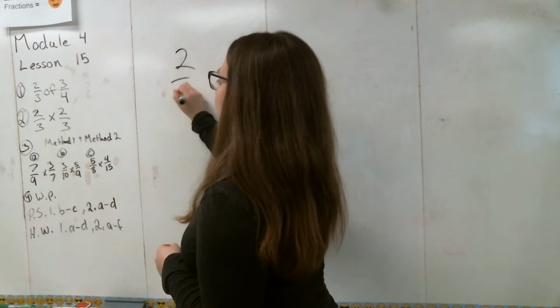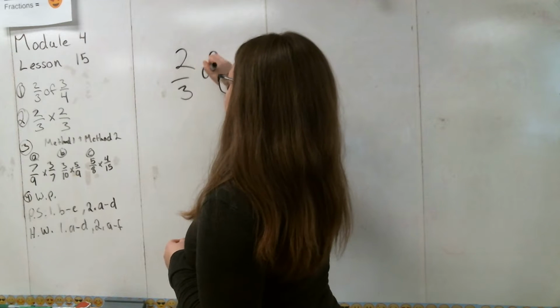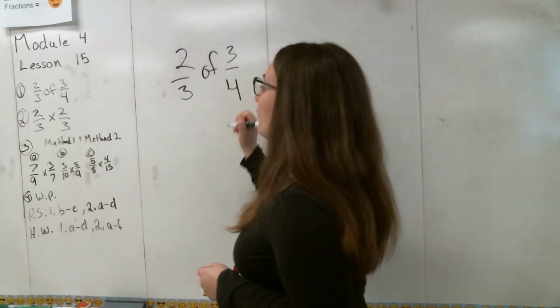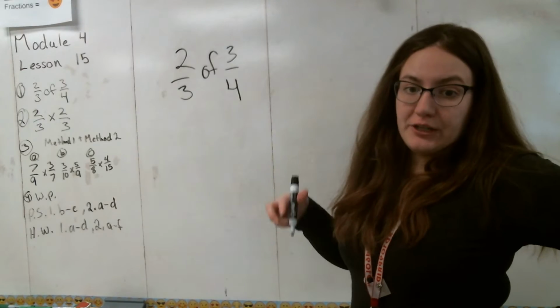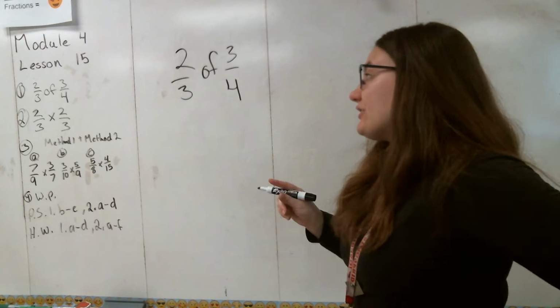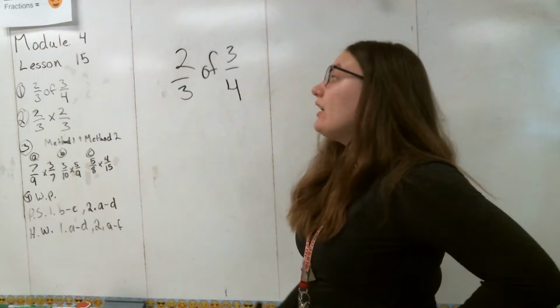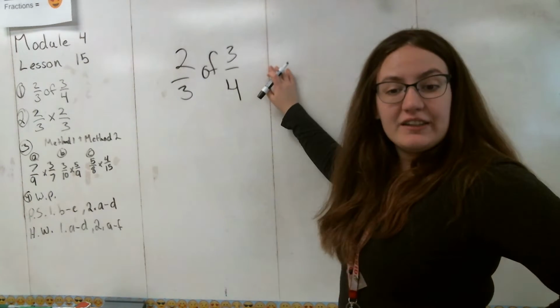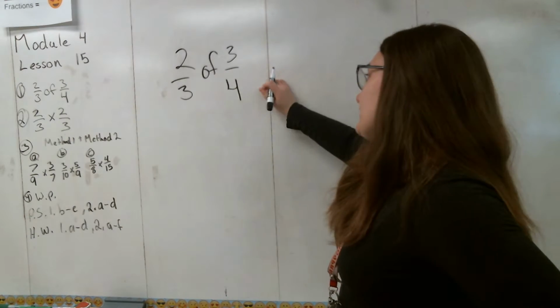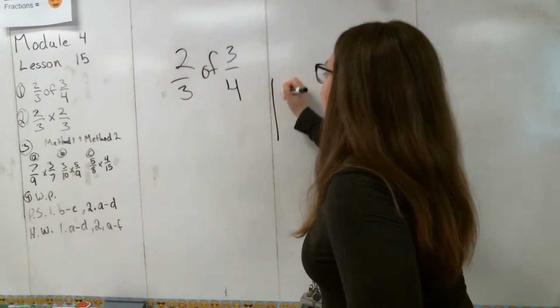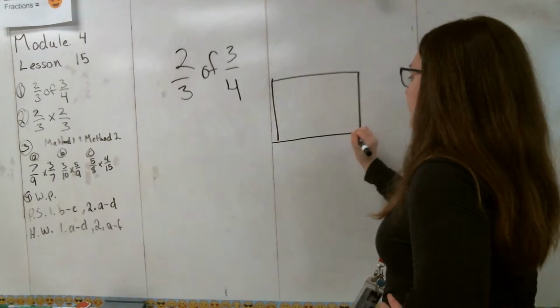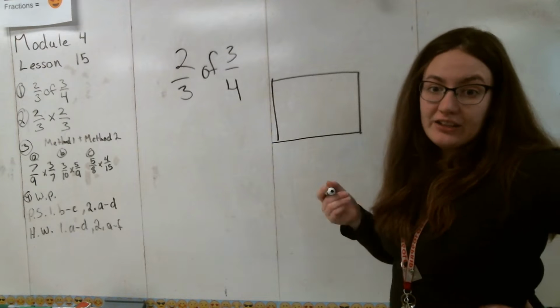And what we're going to be doing is 2/3 of 3/4. So I am going to be doing a model to show how to answer this problem, and then we'll also be doing it the numerical way. So for this one, we have 2/3 of 3/4. So to do this, I'm going to draw my area model, and then I'm going to cut it into thirds.